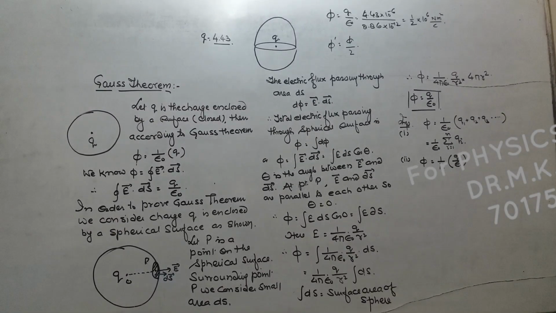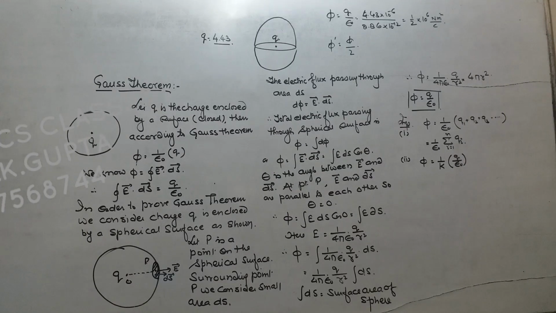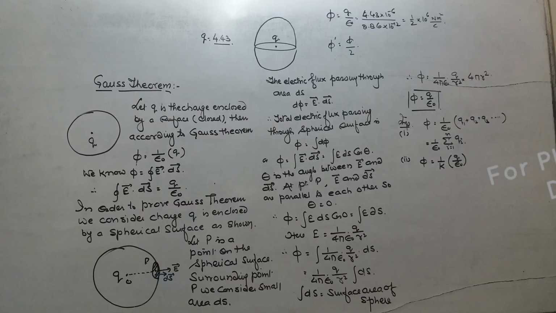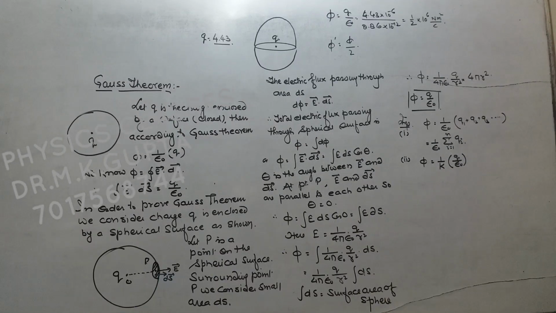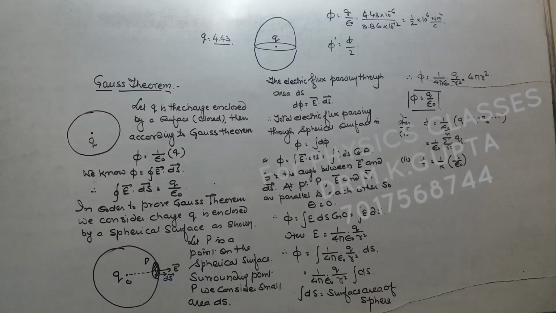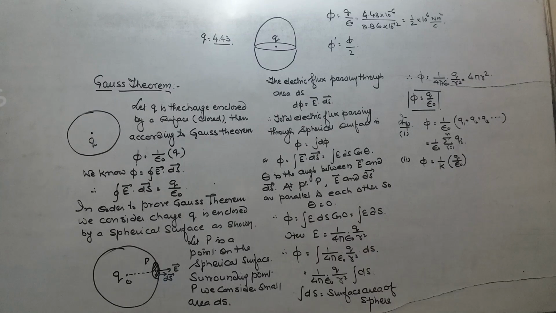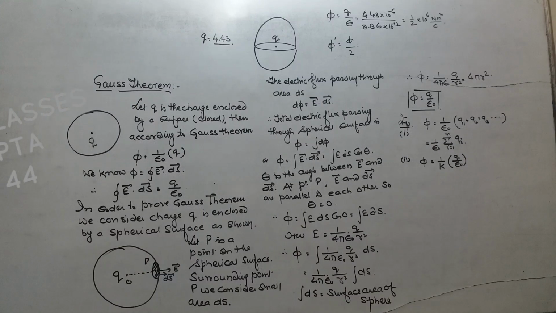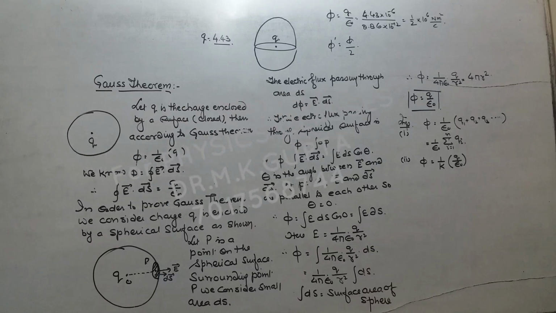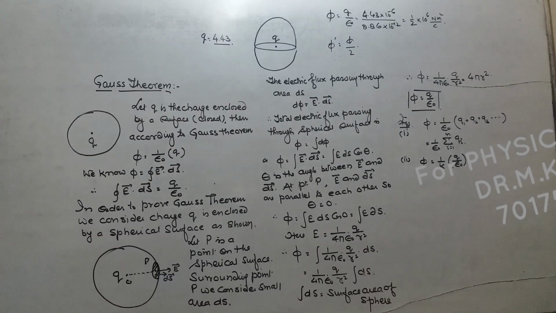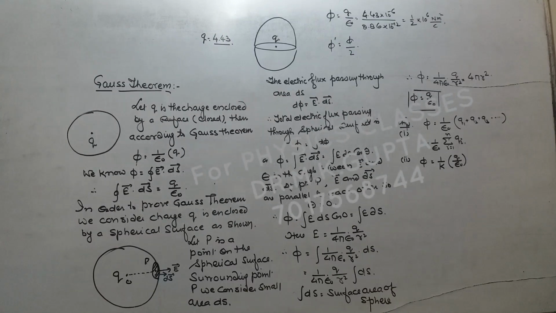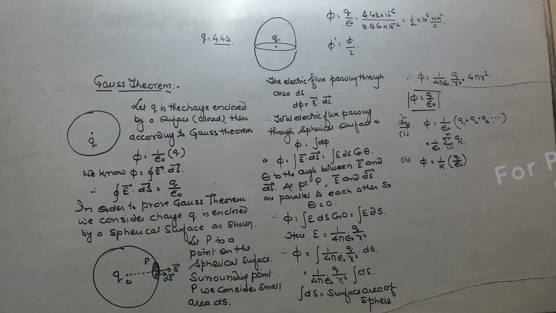Let Q be the charge enclosed by the surface. Then according to Gauss theorem, the electric flux passing through it is phi equal to 1 upon epsilon naught into Q. We have already studied phi is equal to integral E vector dot dS vector. Therefore, we can write integral E vector dot dS vector is equal to Q upon epsilon naught. Or in this way, Gauss theorem may also be stated that the surface integral of electric field over a closed surface equals 1 upon epsilon naught times the charge enclosed by the surface.